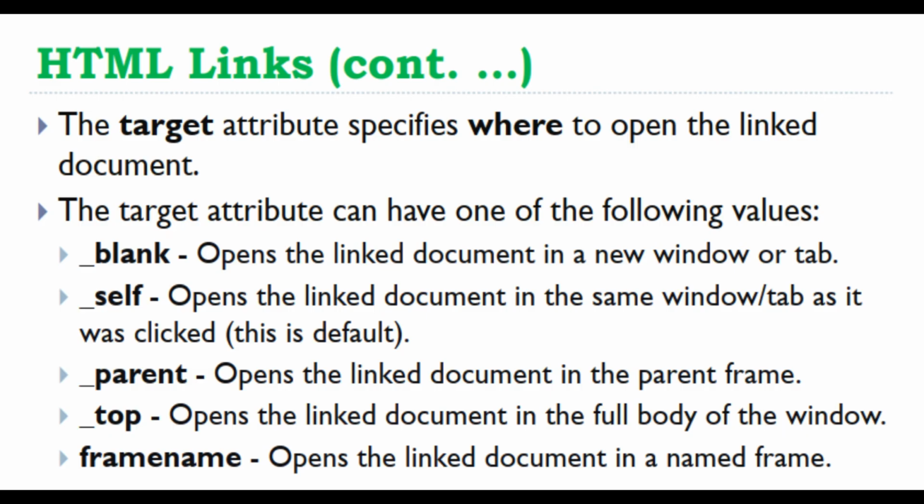HTML links, continued. The target attribute specifies where to open the linked document. The target attribute can have one of the following values: _blank opens the linked document in a new window or tab. _self opens the linked document in the same window or tab as it was clicked. This is the default. _parent opens the linked document in the parent frame. _top opens the linked document in the full body of the window. framename opens the linked document in a named frame.